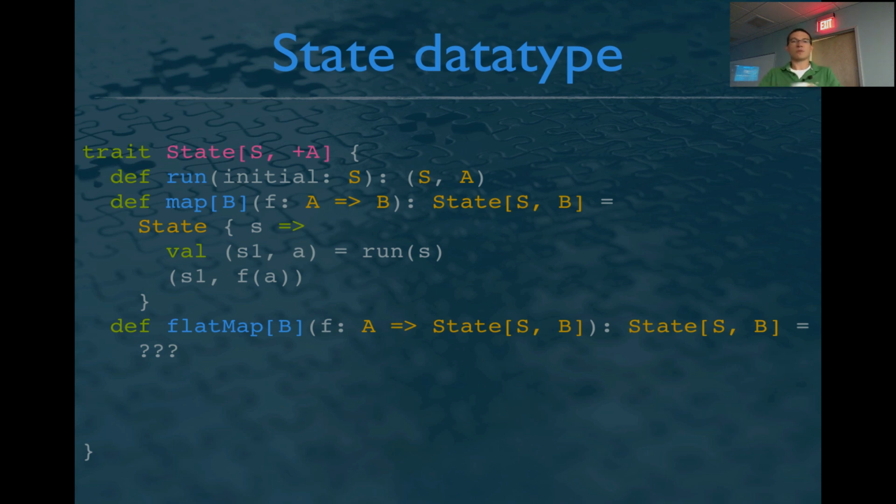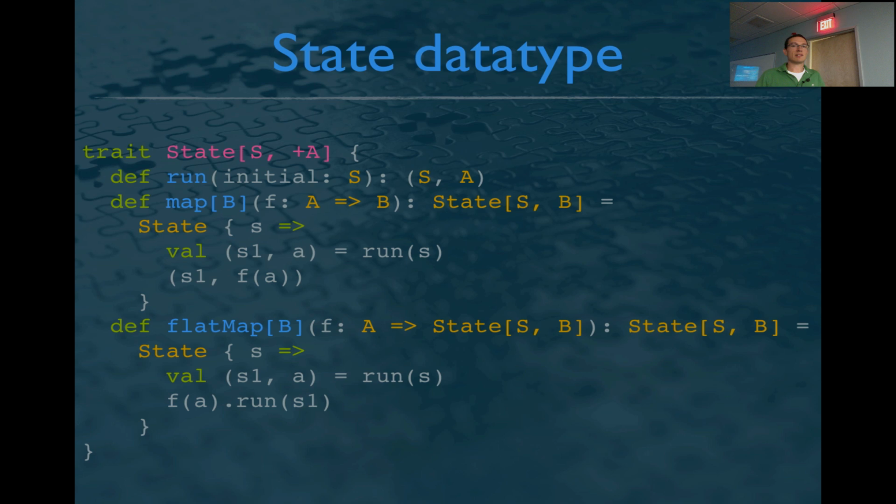And don't worry too much if that isn't quite clicking yet, because this is the derivation of state, and to use it, you don't necessarily have to understand how to implement map, although I do think it's illuminating. So we have flatMap. And flatMap, given a function that takes an A and returns a State[S, B], we need to return a State[S, B].